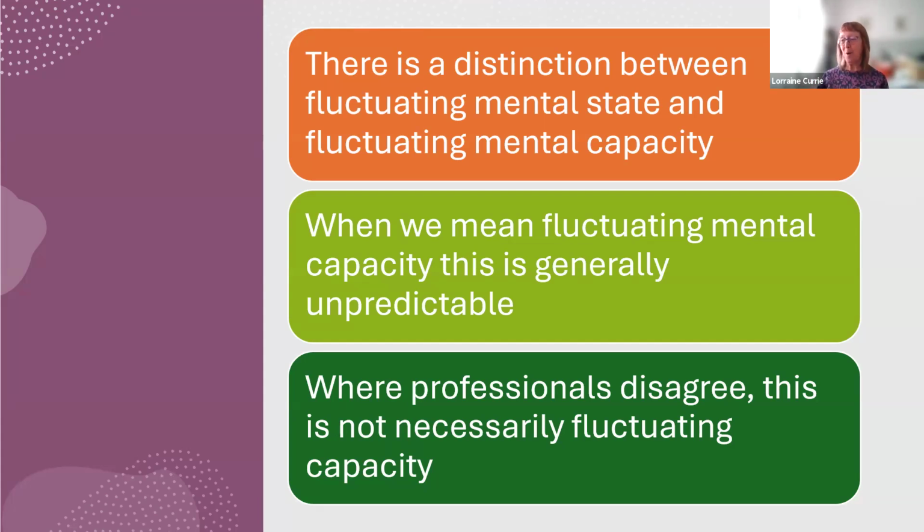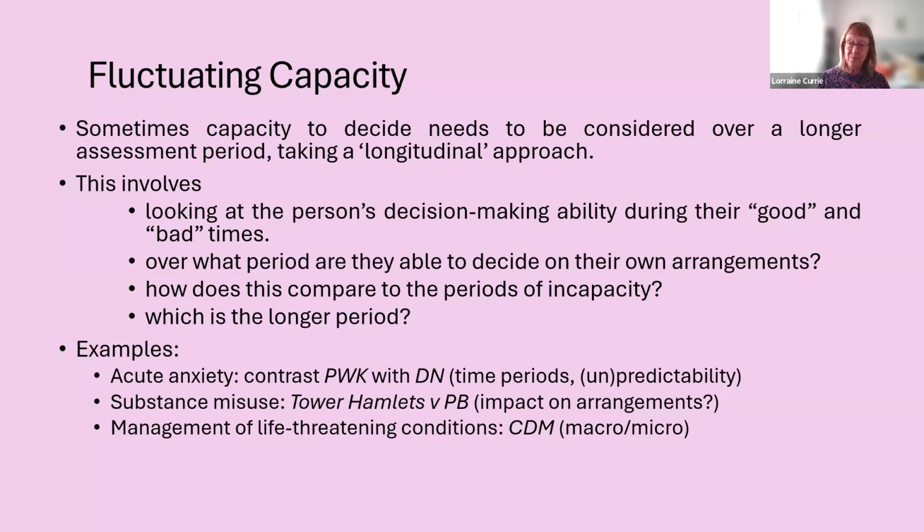The other thing that's important to point out, and dare I say, sometimes professionals disagree. I might find the person to have capacity for this decision. A colleague who is equally skilled in assessing capacity might find they don't have capacity. That doesn't necessarily mean their capacity is fluctuating. It means two professionals have come to two different decisions, and we might have a different way of solving that, or of even investigating that.